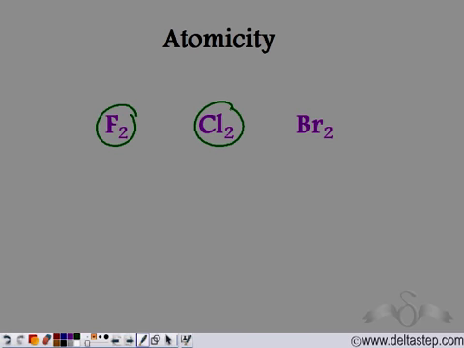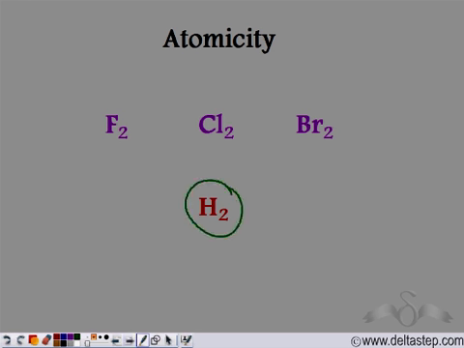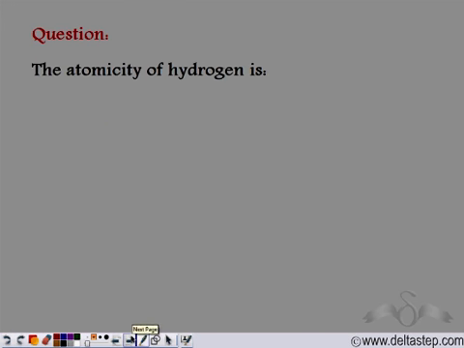We know that hydrogen also exists in the form of H2. So in one molecule of hydrogen, there are 2 atoms of hydrogen. So the atomicity of hydrogen is 2, like all the halogens. What is the atomicity of hydrogen? In one molecule of hydrogen, we know there are 2 hydrogen atoms. So the atomicity of hydrogen is 2. So these are the similarities of hydrogen with halogens.